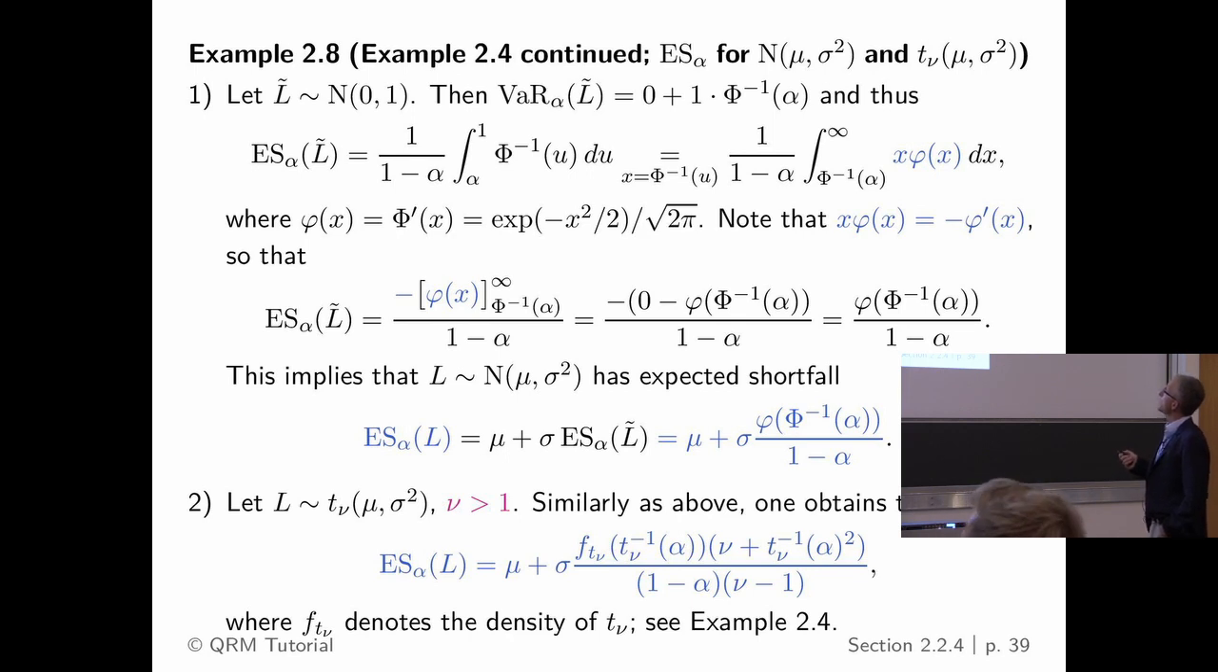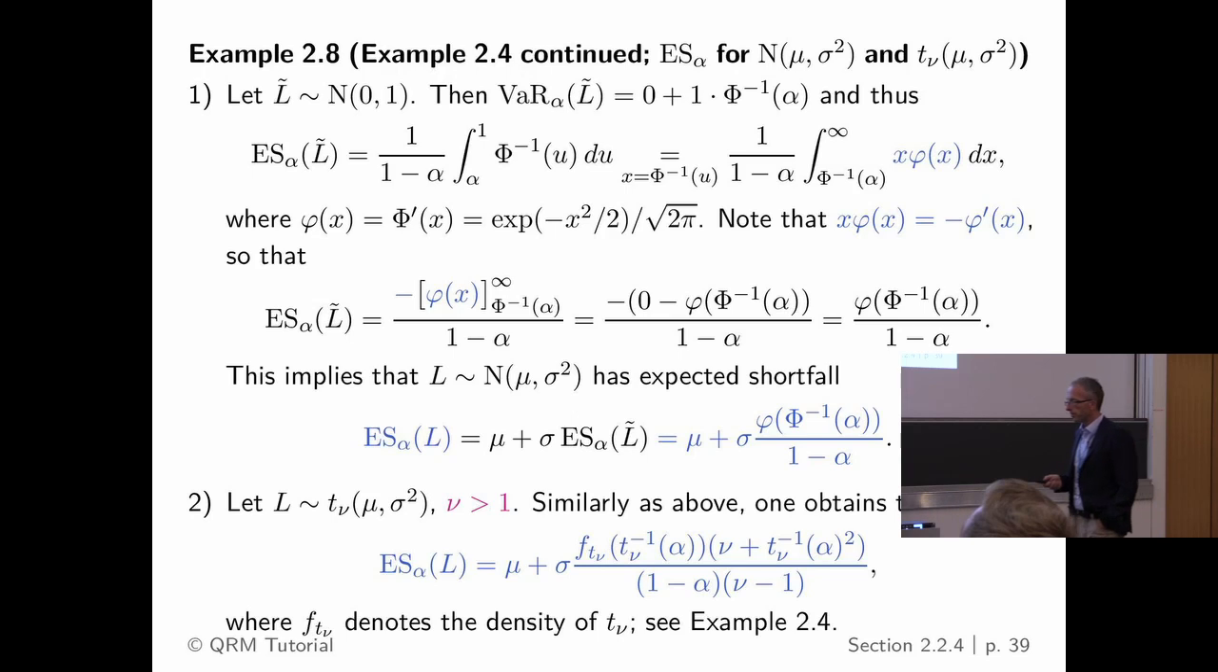Now, if you make the substitution x equals phi to the minus 1 of u, and remember from basic calculus how to do these things, you immediately see that you get this expression here. So it's the integral from phi to the minus 1 of alpha to infinity of x phi of x dx divided by 1 over 1 minus alpha. So that's what you have to compute. And because you know this integral can be easily evaluated, you know the primitive, that's the answer you get. You can do the same computation for the t.